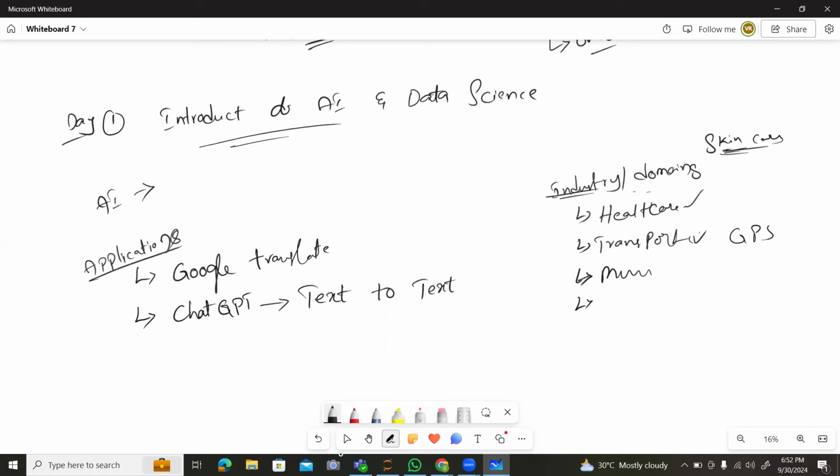And coming to transportation, most importantly GPS, and Tesla cars are also working in transportation. They need to detect the object in front on the road and how the road looks. Is there any vehicle going in front on the road? These types of things are covered in transportation.